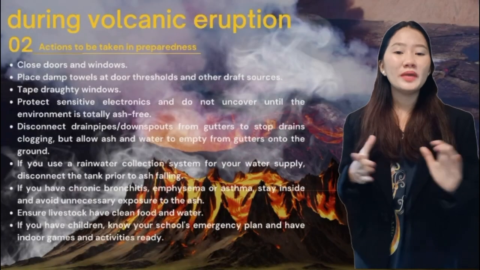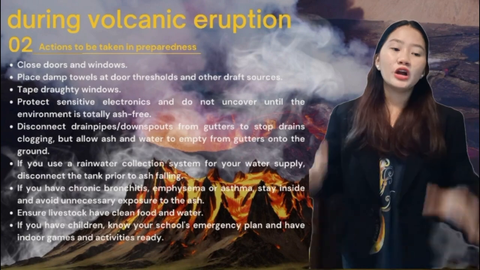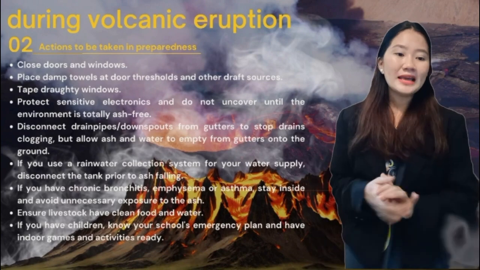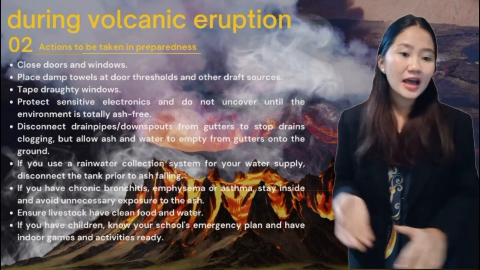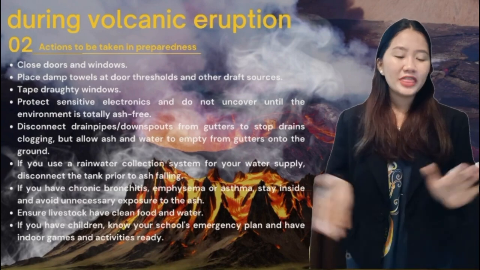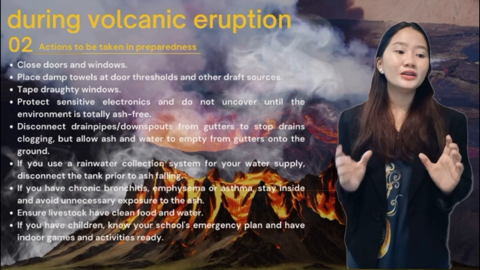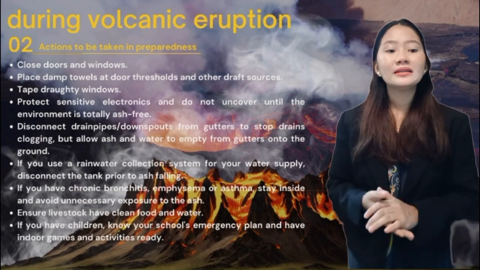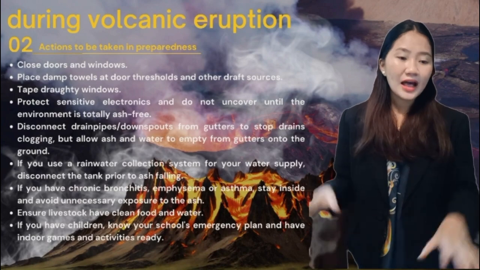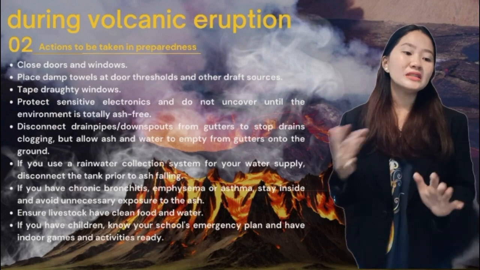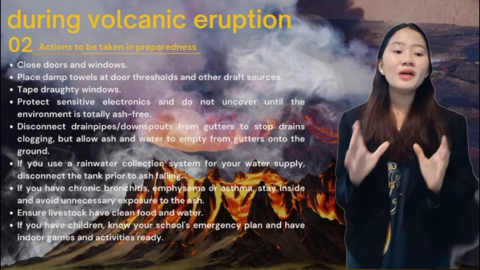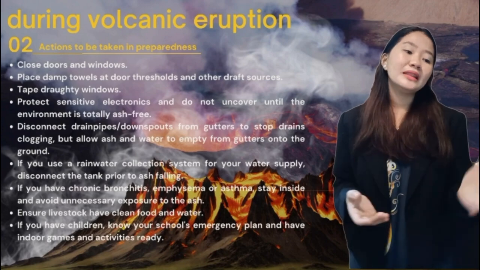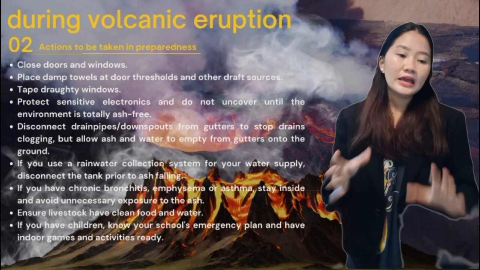Second is the action to be taken in preparedness. Close doors and windows, place damp towels or draught-proofing along door thresholds and other draught sources, tape drafty windows, and protect sensitive electronics, and do not uncover them until the environment is totally ash-free. Disconnect drain pipes and downspouts from gutters to stop drains clogging, but allow ash and water to empty from the gutters onto the ground.